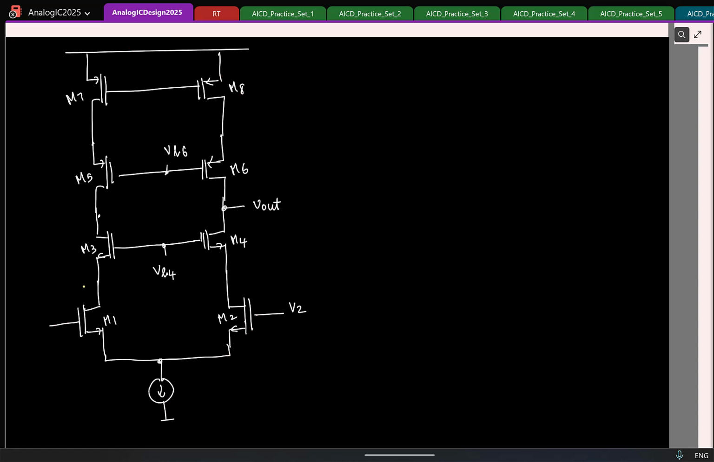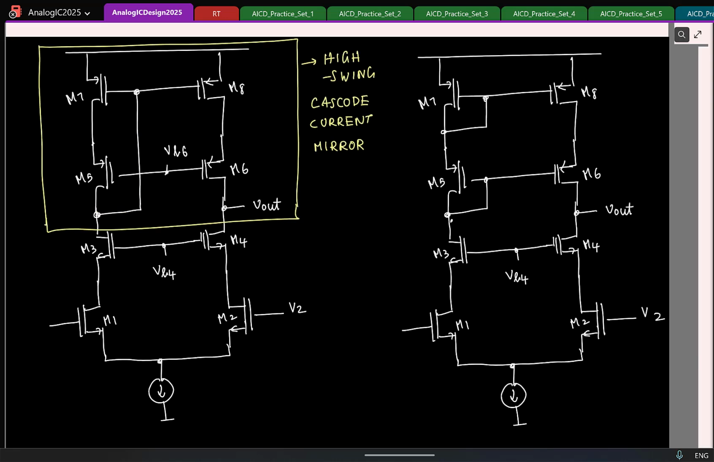Again, we have to do self biasing here. We could do this, or we also saw we can do this, but as we discussed, doing this results in better output swings. So this is done generally. And this is the telescopic cascode.